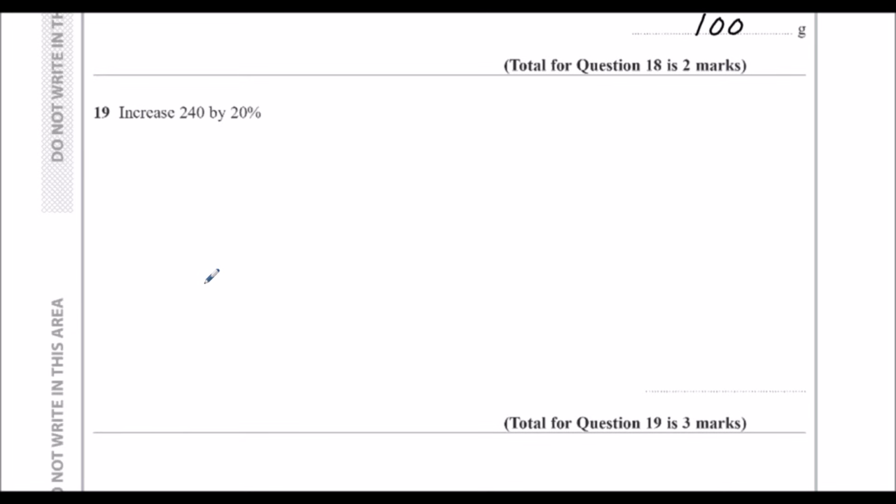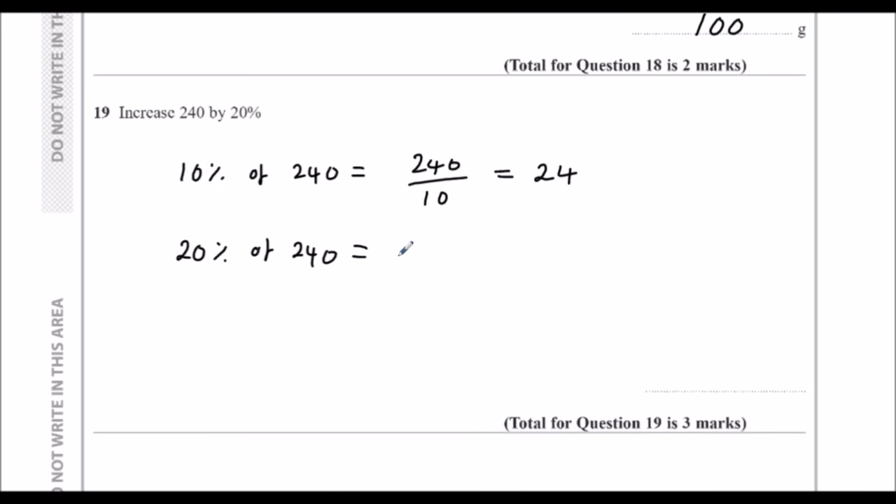Question 19. Increase 240 by 20%. So I'm going to start with 10%. So I'm going to find 10% of 240. And to find 10%, I'm going to divide by 10. So 240 divided by 10 is 24. So that's 10%. 20% is double 10%. So 2 times 24, which is 48. And I'm increasing by 20%, which means I'm adding on 48. So I've got 240, I'm adding on 48. So that gets me to 288.